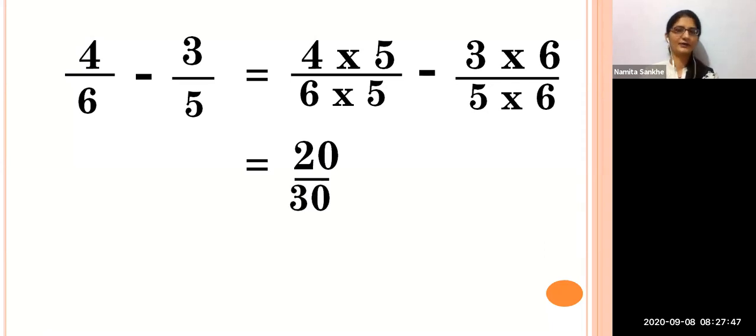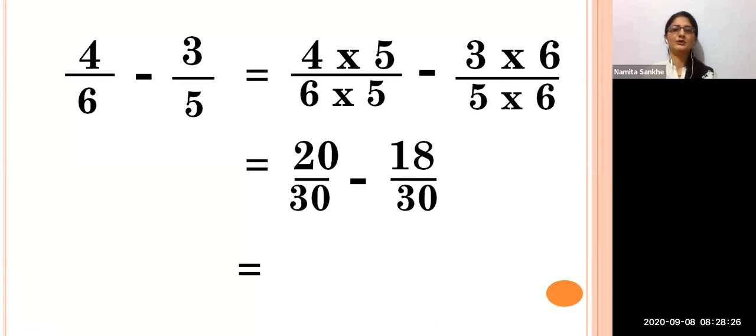Now, what will be the next fraction? 20 upon 30 minus how much? 3 sixes are 18, 5 sixes are 30. Read that fraction now. 3 sixes are 18 upon 30. I want the whole fraction, 18 upon 30. Very good. We have created a common denominator.